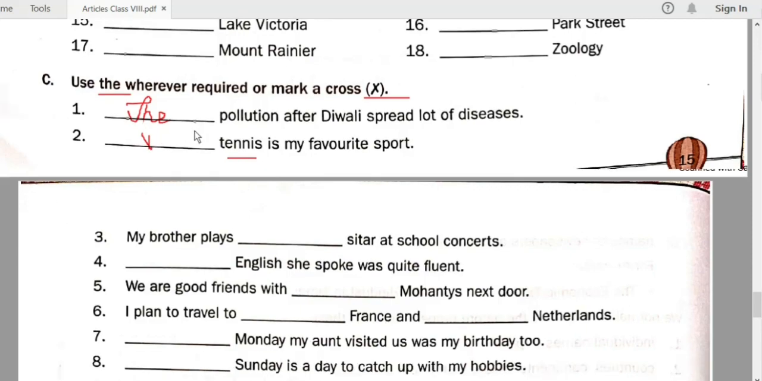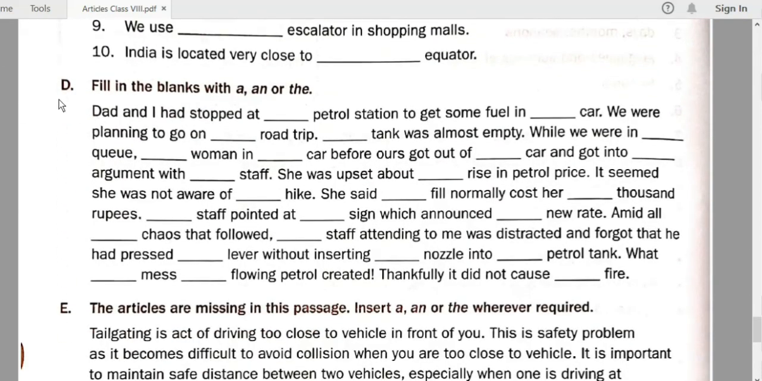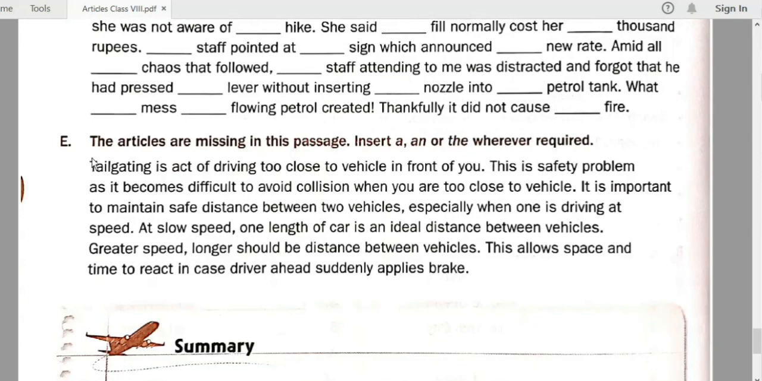You will read about the omission of articles in another grammar book, and it is much necessary for you to read that too, and after that you will solve these questions. Now next, D: Fill in the blanks with a, an or the. This one is the exercise for you, a paragraph, and where it is necessary, you have to fill it in. And E: The articles are missing in the passage. Here insert a, an and the wherever required.